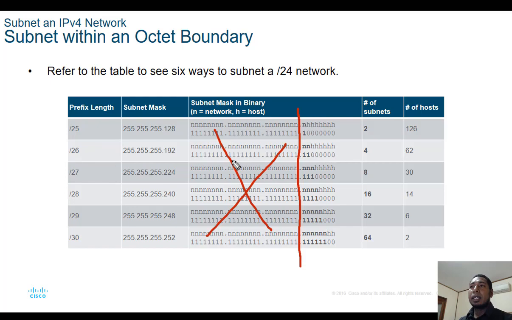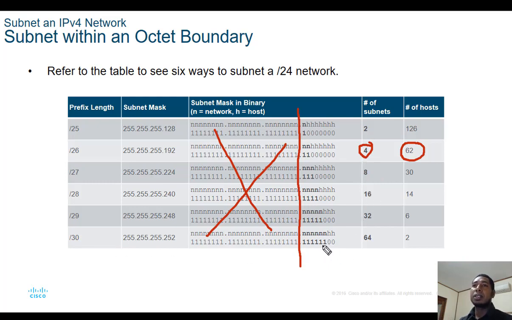/26, again we have a total of 24 here. We borrow 2 bits, 1, 2. And then we have 1, 2, 3, 4, 5, 6. 2 to the power 6 minus 2, we end up with a total of 62 hosts. 2 bits, 2 raised to the power 2, 4. So we have 4 subnets, and it goes on until we reach this.